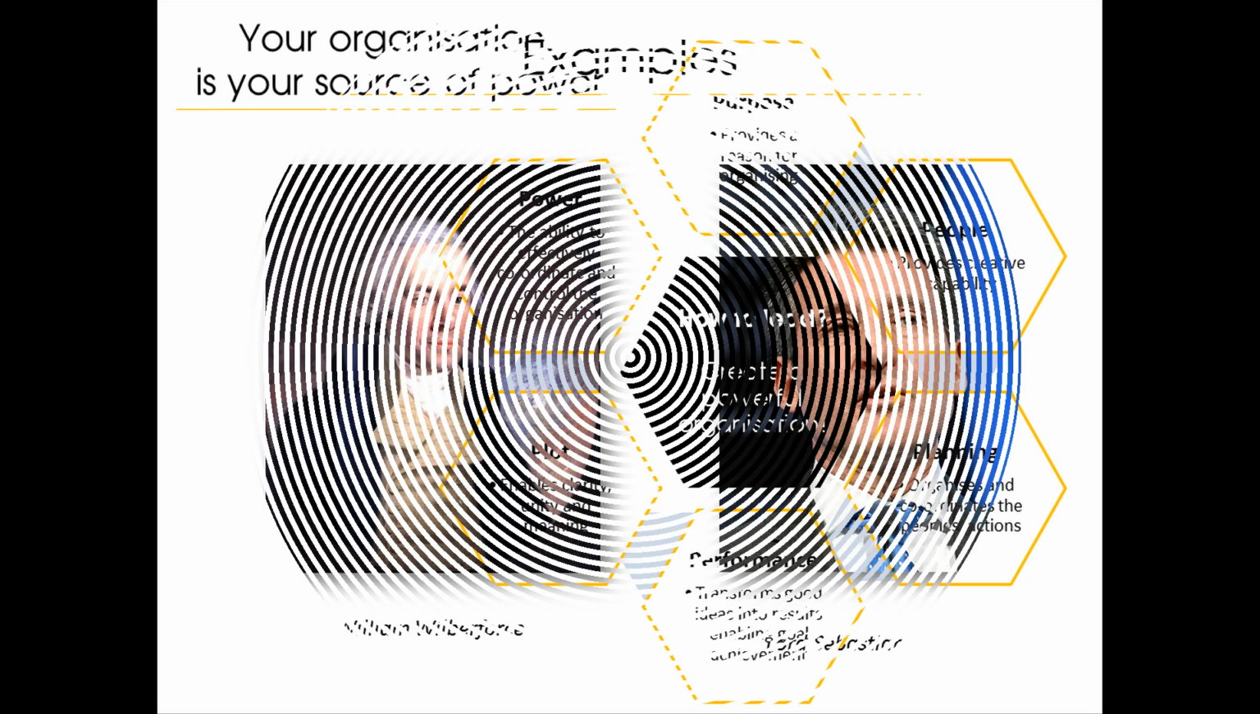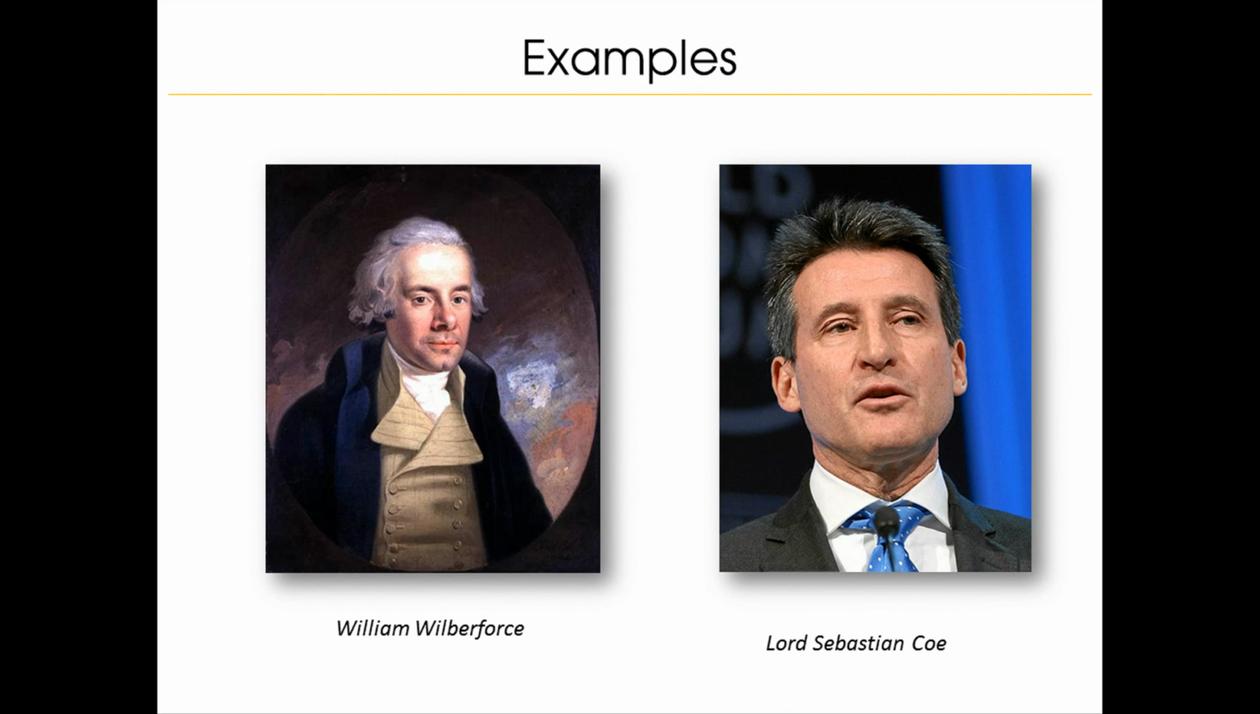So 2 great examples of leaders using their power for good are William Wilberforce and Lord Sebastian Coe. William Wilberforce was the leader of the movement to abolish the slave trade. And in 1807, after tireless campaigning by him and his many compatriots, the British Parliament passed the Slave Trade Act in 1807, which banned the slave trade throughout the British Empire. However, the problem was that slavery itself was still allowed.